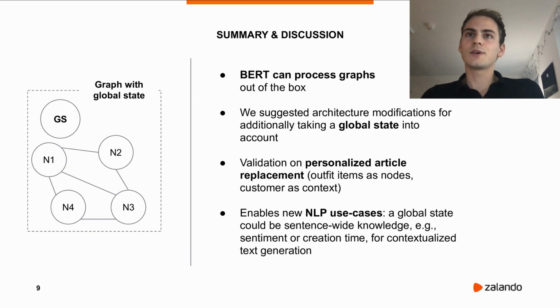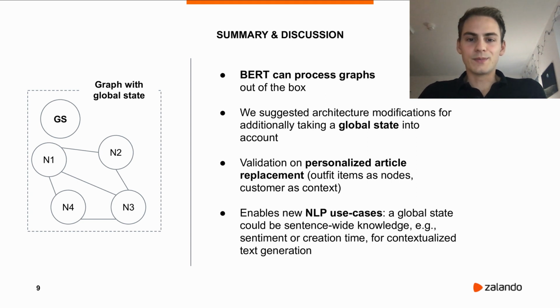The BERT model itself can process graphs out of the box. What we did is an architectural modification of the BERT model that allows it to process the nodes in a graph and additionally take a global context, a global state, into account, which is also shown in the figure on the left-hand side of the slide. We have empirically validated this method on our proprietary dataset, where we make personalized article replacements. In that case, the nodes in the graph are the articles in an outfit, and the global state is customer information.